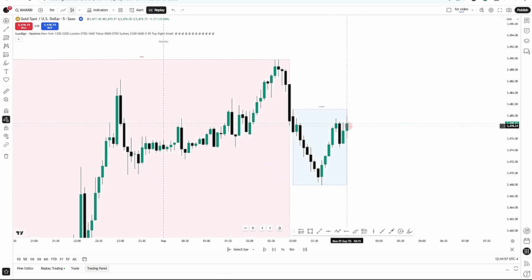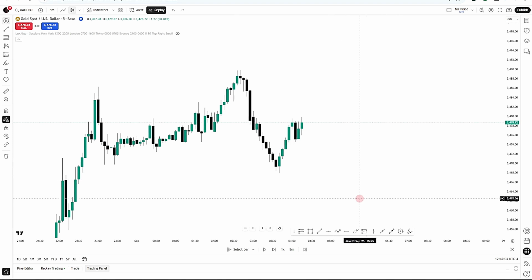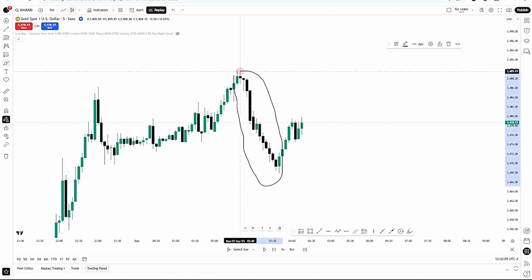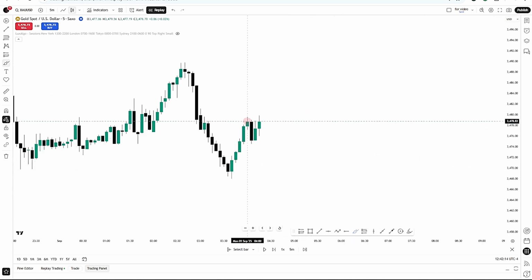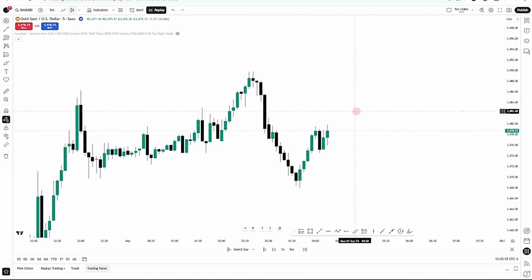Which session is that? It's still on London. So let me take it out. So what do we have here? You can see we have an impulsive move. Then price pulls back. On that pullback, price has made what? You can clearly see that price has made a higher low. So we're waiting for a break. If a break happens, we confirm this low.